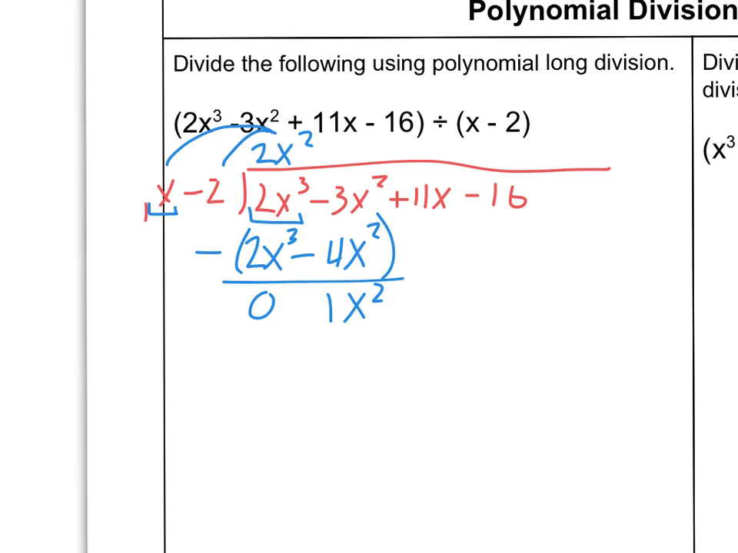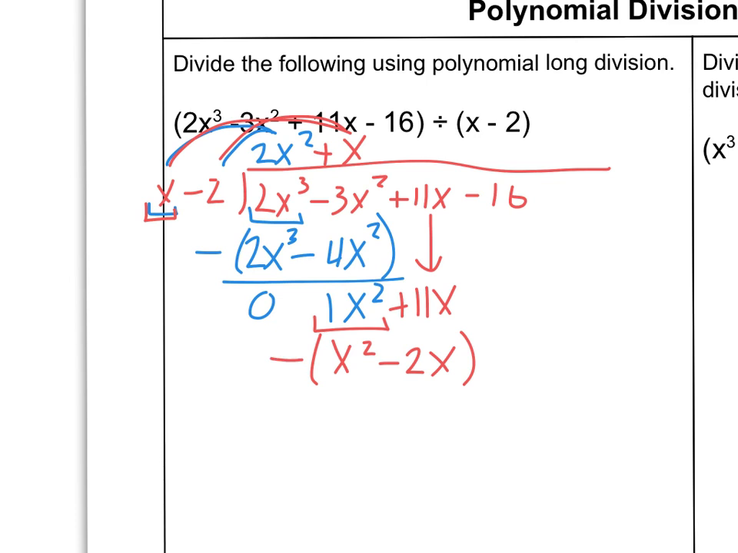I'm then going to multiply to get from x to 1x squared, which is plus x. When I multiply that down, we end up getting x squared minus 2x. I'd forgotten to bring the plus 11x down, so I paused because something looked funny. And then when I subtract, we get 0 and 13x, bringing the minus 16 down.